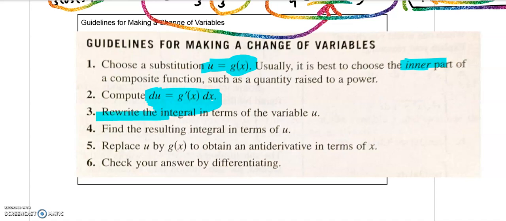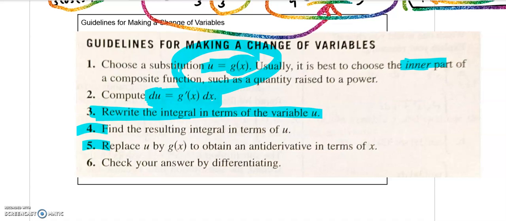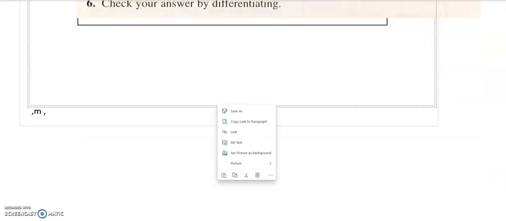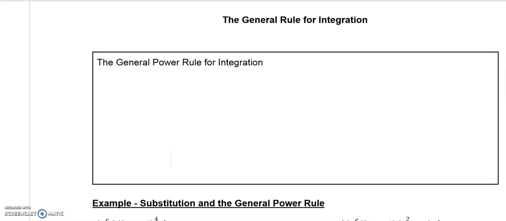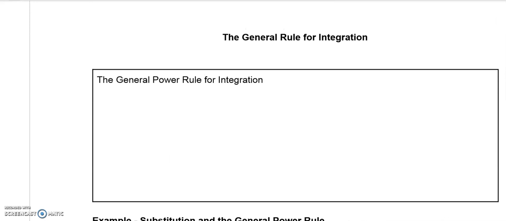Rewrite the integral in terms of u, so you're getting rid of all of the other variable, whether it was x or t or p or q, whatever the other variable was, you're getting rid of it entirely, and it's all going to be in terms of just u. Step 4 is you integrate it, then plug back in the g of x that you originally substituted u for, and then you can check your answer by differentiating, because if you differentiate, you should get the original function that you started with. So those are just a quick rundown of the steps of how to use u-substitution.